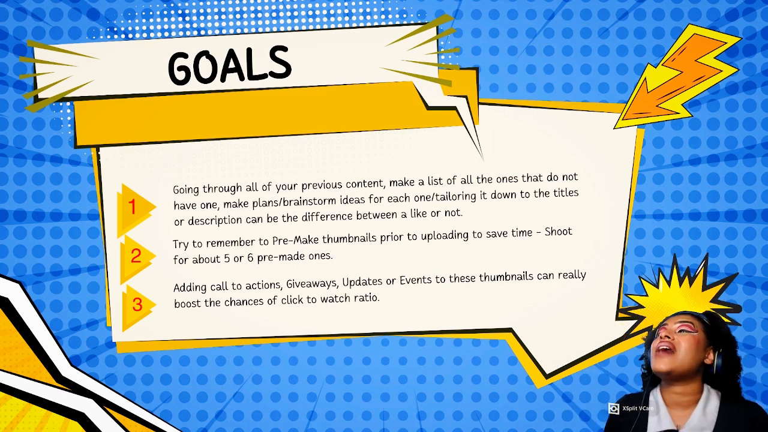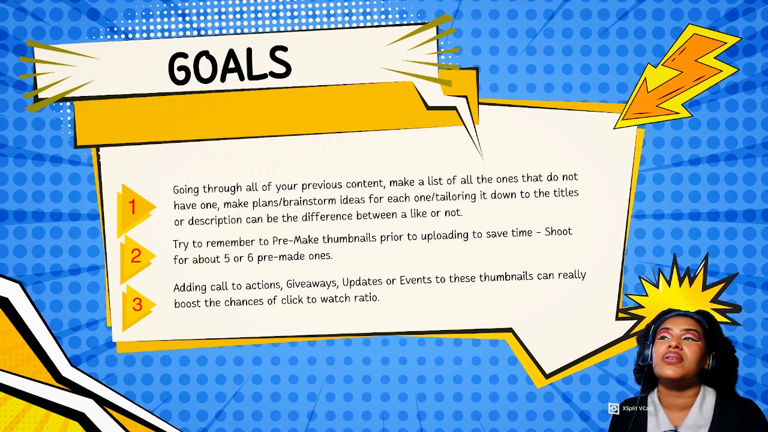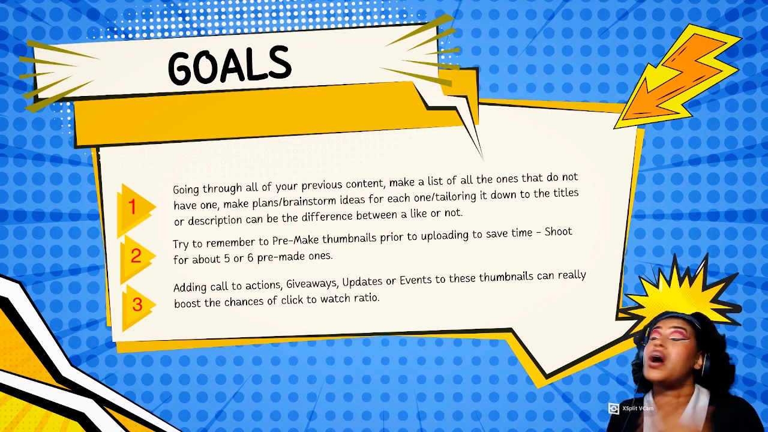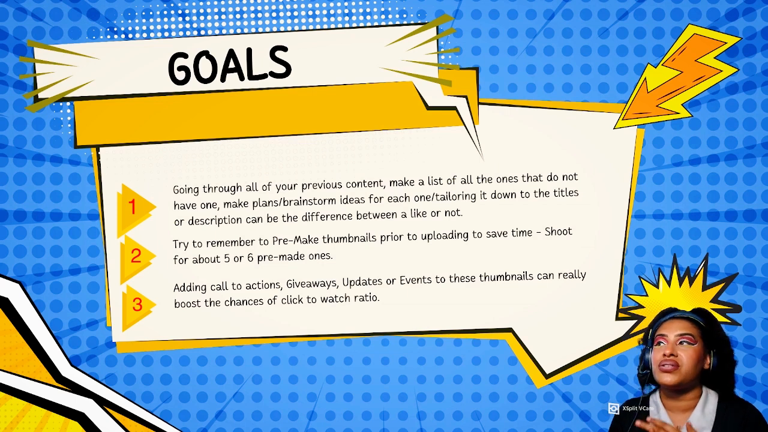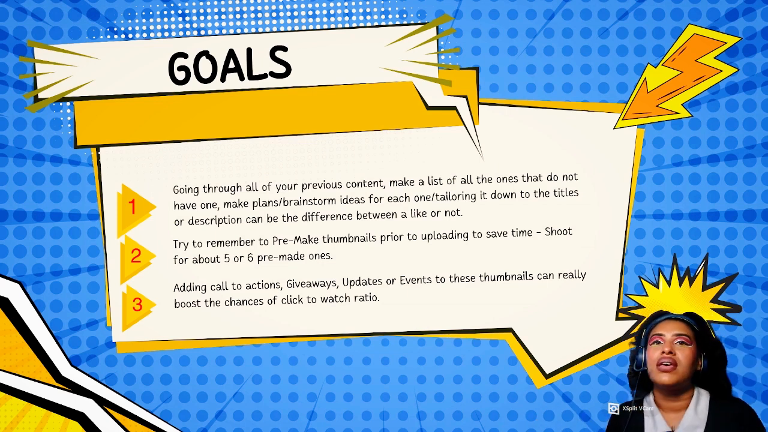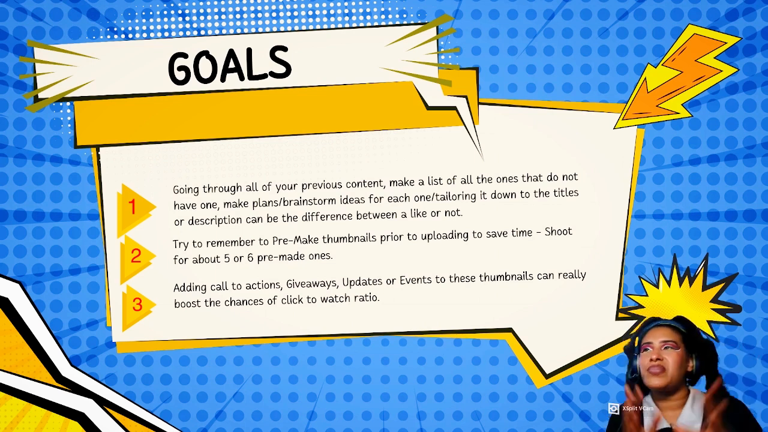And then adding call to actions, giveaways, updates, or events to the thumbnails can really boost the chances of the click to watch ratio. So again, bringing up that click to watch ratio, we're all creators going for the same thing. Ultimately, you're trying to increase your conversion rate. So let's say you're already doing a giveaway, or you're already doing updates every week on a certain situation. Let's say you just bought a house and you want to update your people on that. You can put it in the thumbnail. I've seen creators do that.